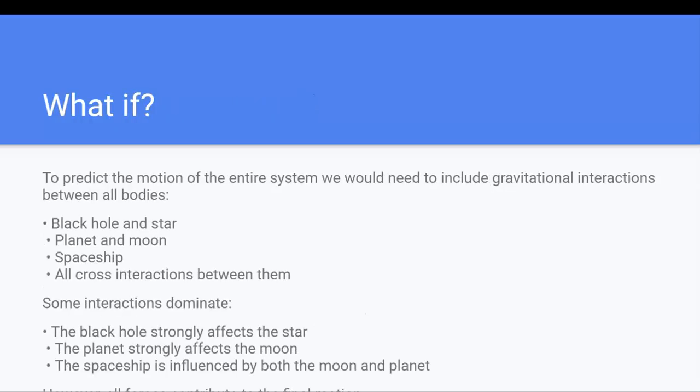If we wanted to model the system more realistically, we would include gravitational interactions between all the objects, including the black hole, star, planet, moon, and spaceship. Some forces dominate, such as the black hole's effect on the star, but smaller interactions would still influence the motion of the system.